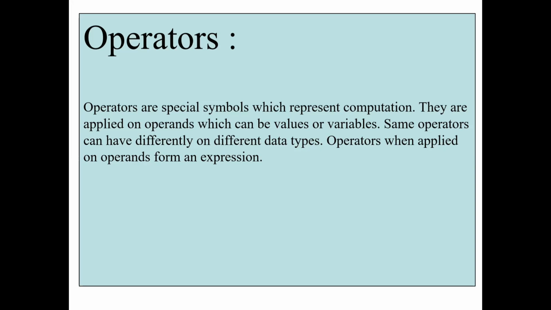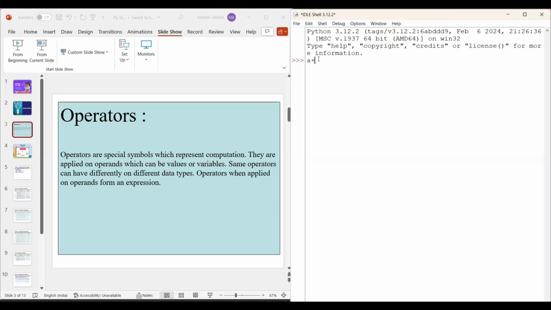Now I will explain this with the help of one basic example. If I write A plus B is equal to C, what is A, what is B, what is C? A, B, C are operands. Plus is an operator. Equal to is an operator. The basic point is that whatever operator we apply on any value or variable, that value or variable is known as an operand. Hope this point is clear to you.